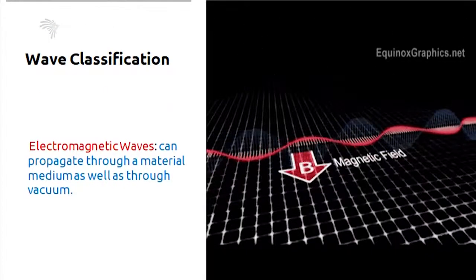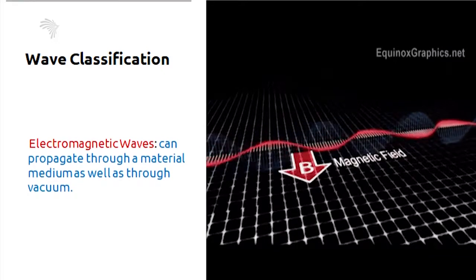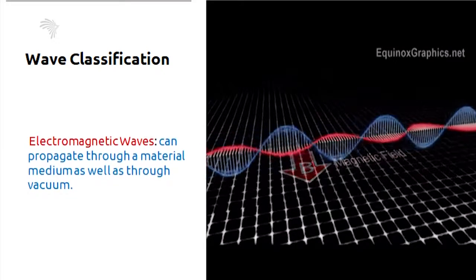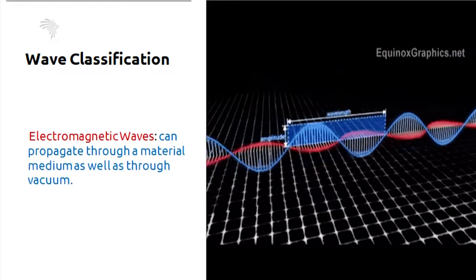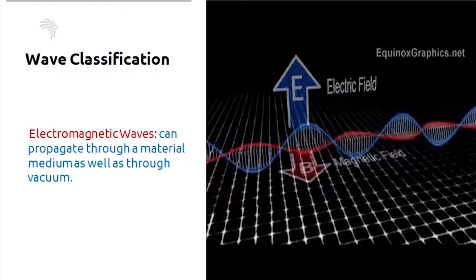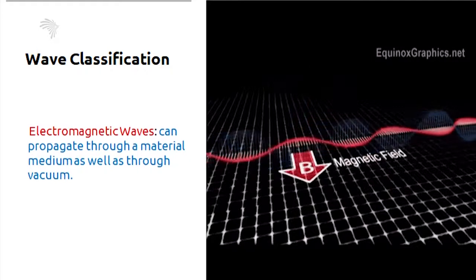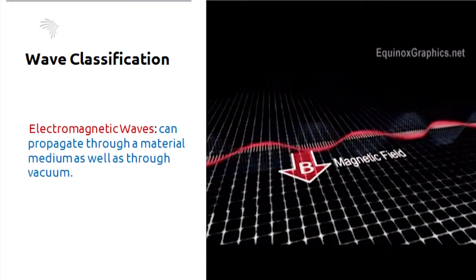Electromagnetic waves, on the other hand, are waves that can propagate through a material medium as well as through vacuum. They are caused by oscillating magnetic and electric fields. Examples of electromagnetic waves are light, infrared waves, radio waves, X-rays, and gamma rays.